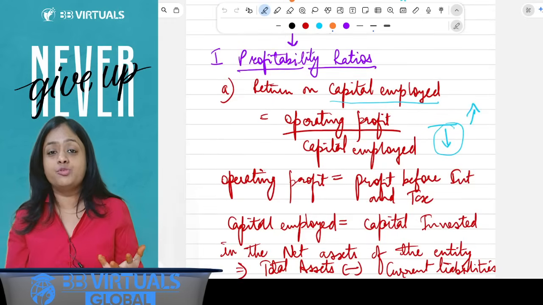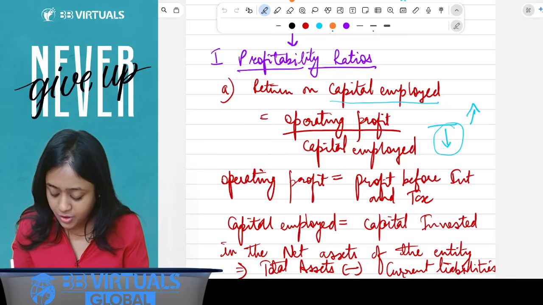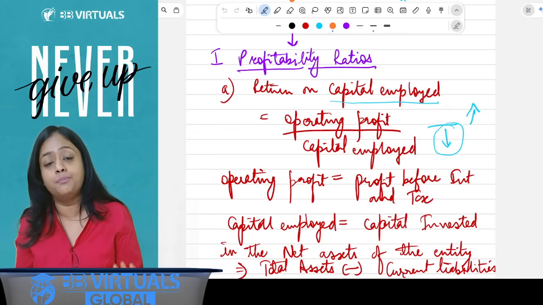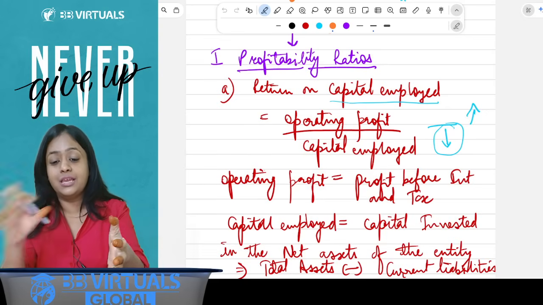Sometimes the question will ask you how can we improve the ratio. So improvement can obviously come when your operating profit goes up or capital employed goes down. Keep this in mind, look at the data and the question, and then you do the analysis.